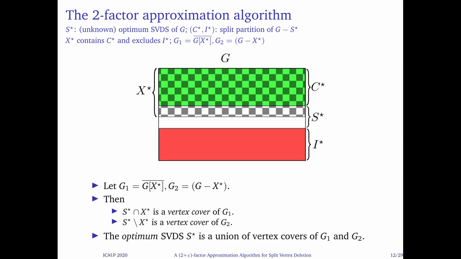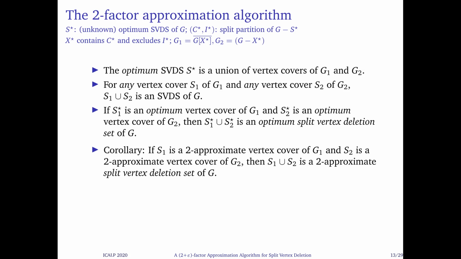Then S star intersection X star, this is the part which is checkered and has no color. This is a vertex cover of G1, and S star minus X star, this is the part with no colors and no markings. This is a vertex cover of G2. That is, the optimum split vertex deletion set S star happens to be a union of vertex covers of the graph G1 and G2 defined by the set X star. The optimum SVDS is a union of vertex covers of G1 and G2.